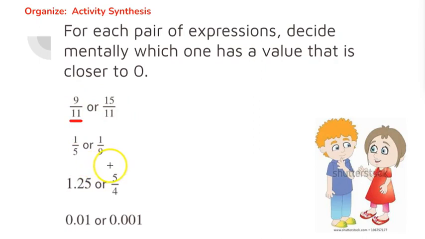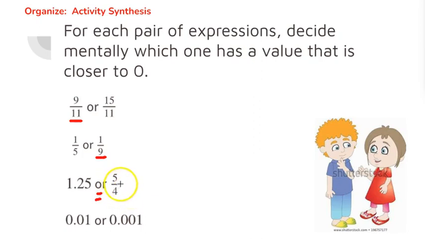What about 1/5 or 1/9? Well, since the numerators are the same, we're talking about the denominators. We know that 9 as a denominator is going to make smaller pieces than fifths would. What about this one? 1 and 25/100ths and 5/4ths. These are actually equal, aren't they? So neither one of them is closer.